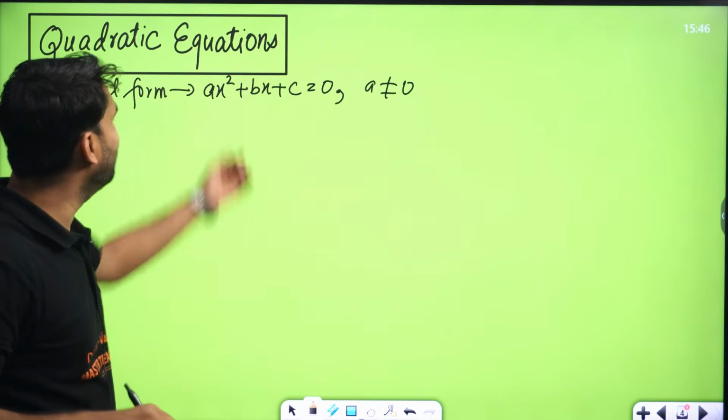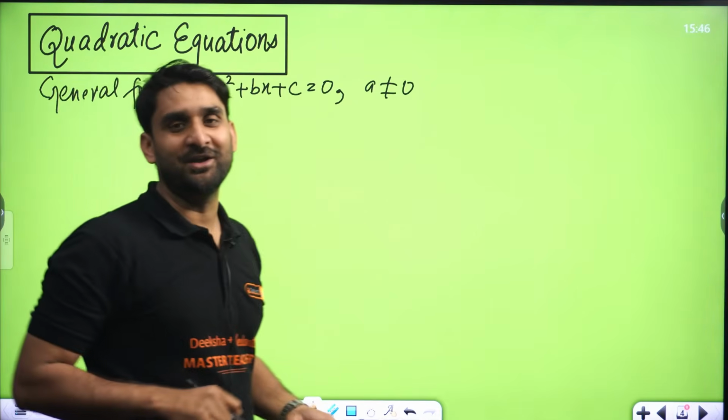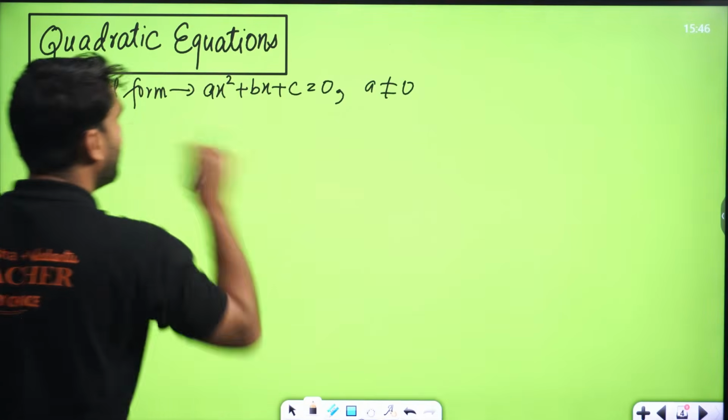A cannot be equal to 0. If a is 0, then x square will vanish, so the equation will become linear. So a cannot be 0.